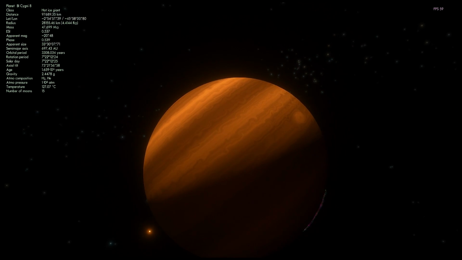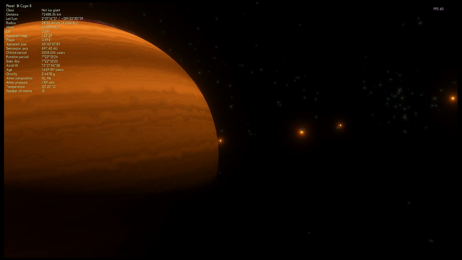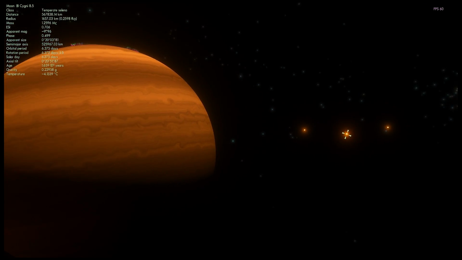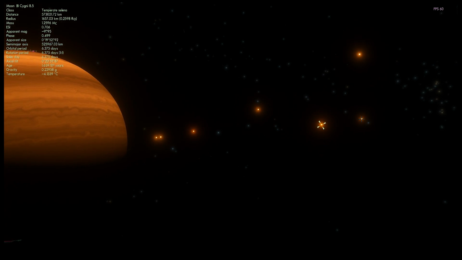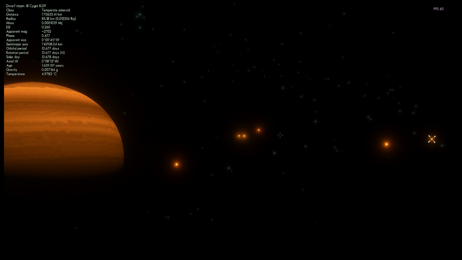And this is actually a gas giant, very interesting, with a temperature of 127 degrees Celsius and quite a lot of its own moons. And I think at least one of these would probably have a really good temperature for us to live on. There you go, there's one right there. Oh wait, no, that's an asteroid.